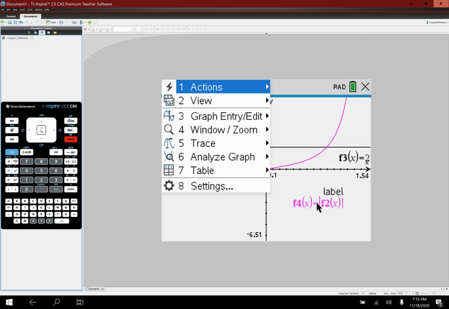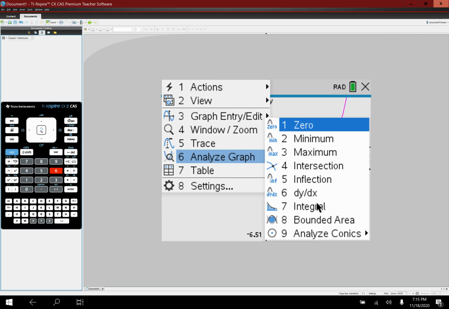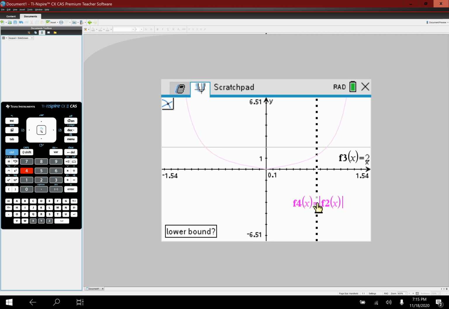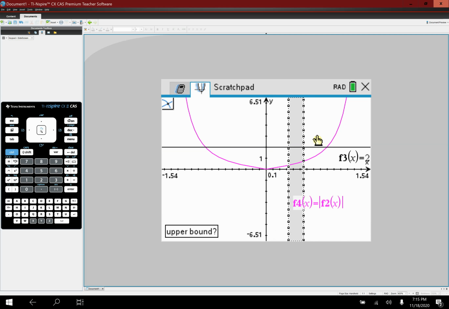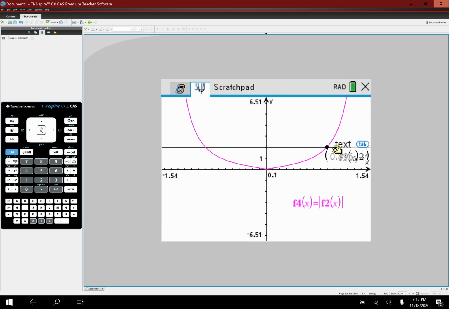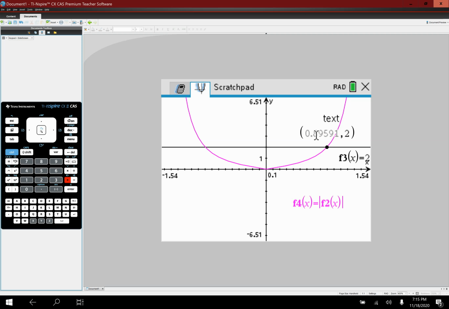So we're going to do menu, analyze graph, and this time we're doing the intersection, so 4. Okay, and I want to find here and here. There we go, but I never trust that 0.896. I want to see if there are any more decimals. There are: 0.8959.